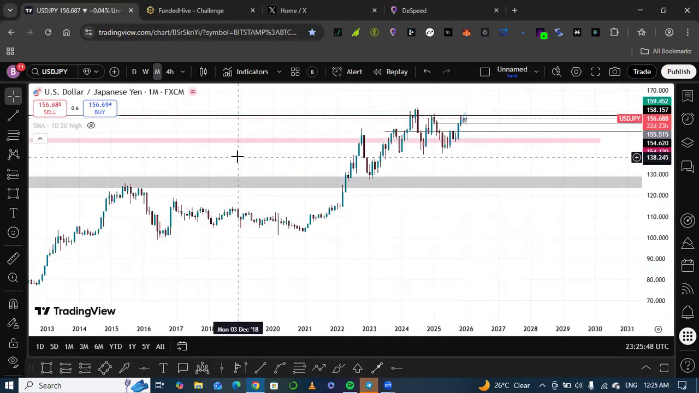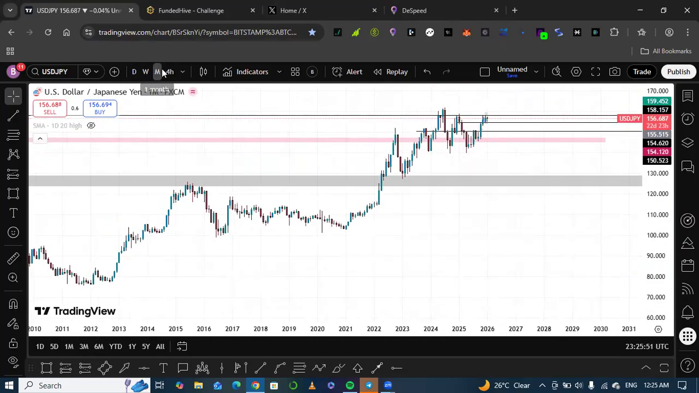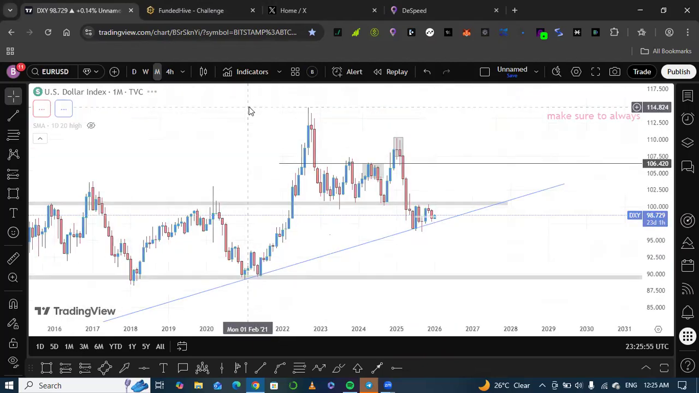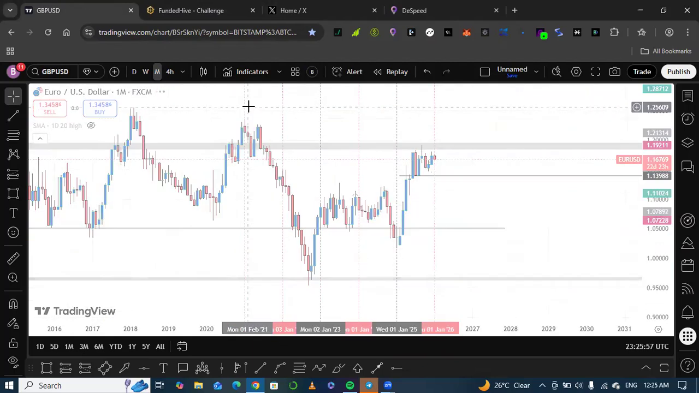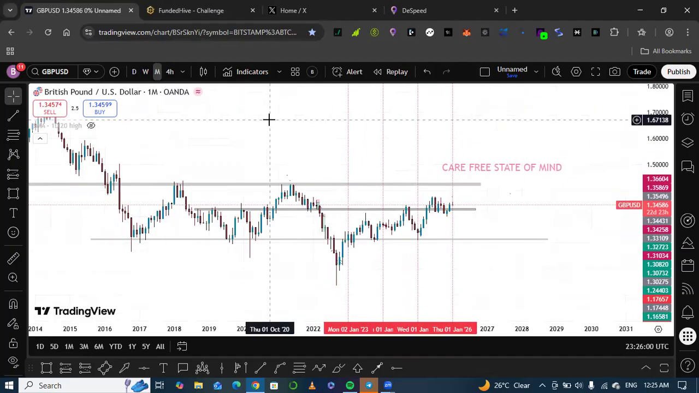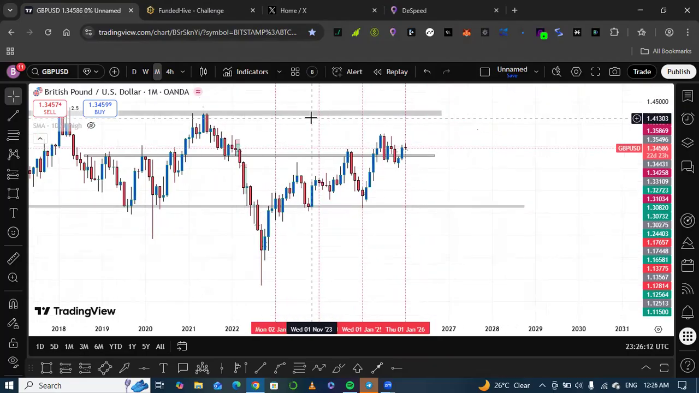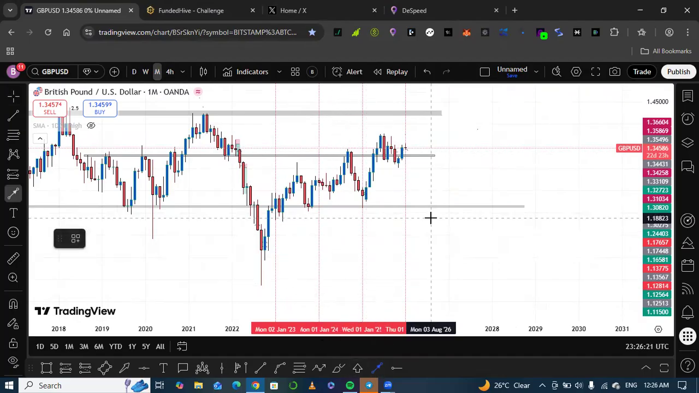So let's do something on USD JPY. Let's analyze GBP/USD. I took a trade on this GBP/USD because of DXY. GBP/USD seems like it's not yet ready to even choose a side, because looking at this monthly time frame, I don't know if you are seeing what I'm saying. Let me explain this properly.